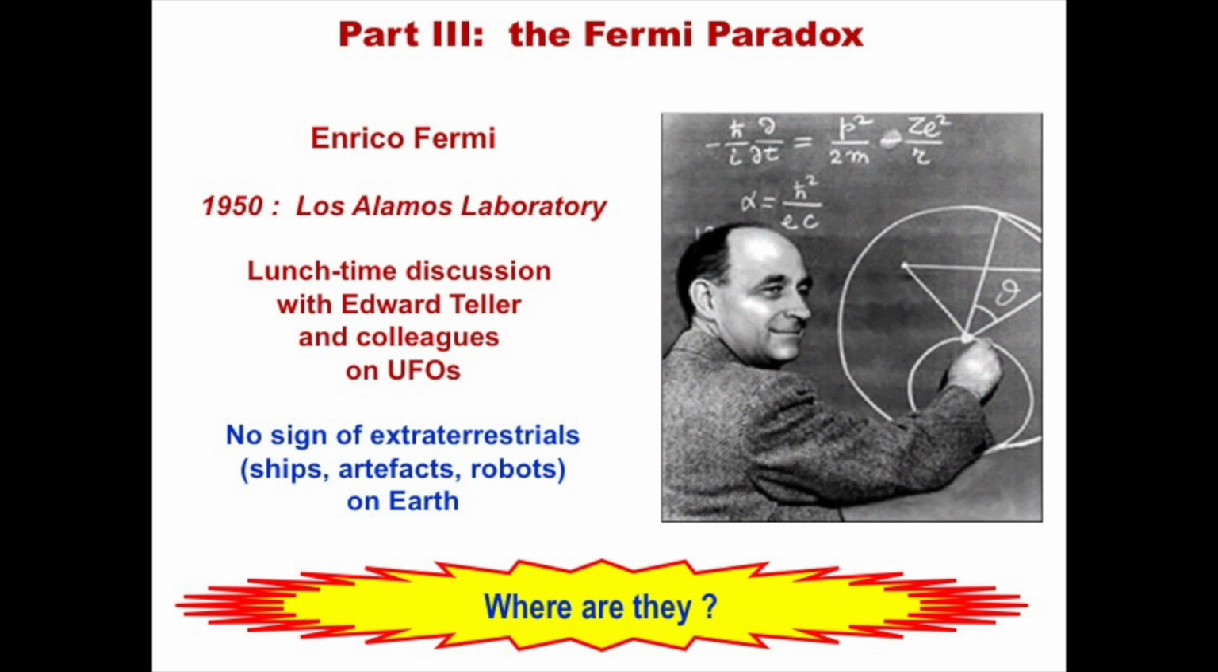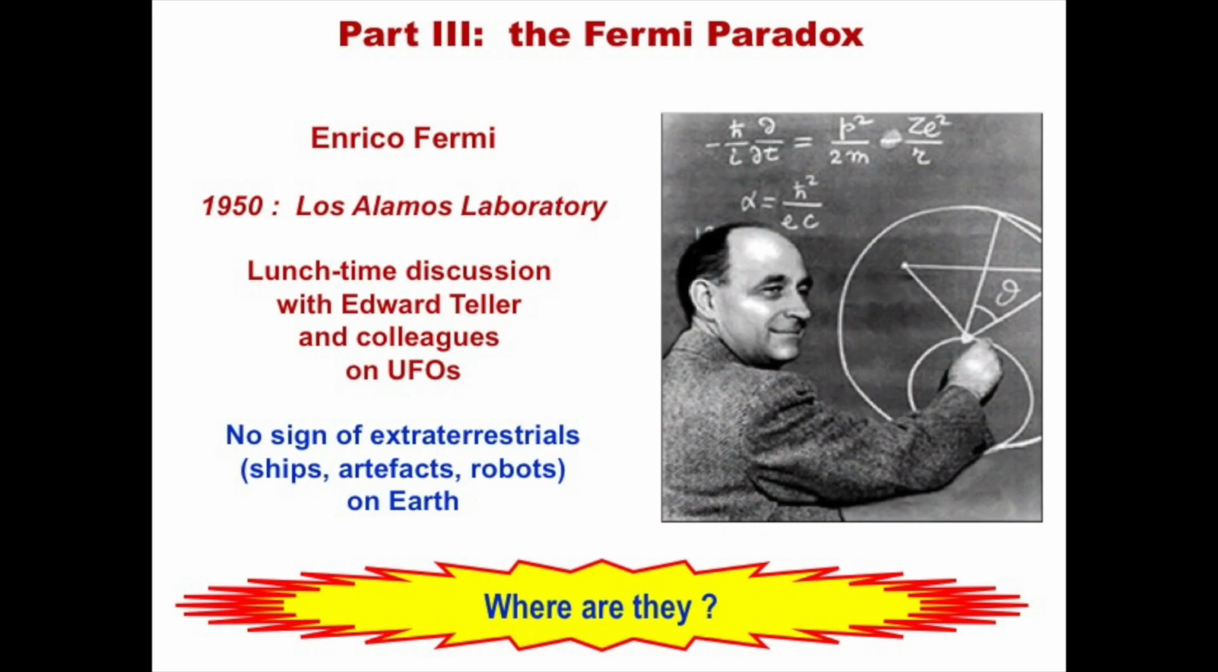And in a lunchtime discussion in Los Alamos laboratory, where he was working, he had also participated in the Manhattan Project, which was, as you know, the construction of the American atom bomb in the 40s, made in Los Alamos laboratory. He discussed with Edward Teller, another famous physicist, and their colleagues the UFOs, unidentified flying objects. As you probably know, the first reports on UFOs were made in 1947 in the United States, and there was quite some excitement about them. So they very rapidly concluded that UFOs were not of extraterrestrial origin.